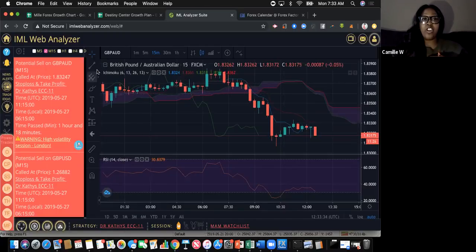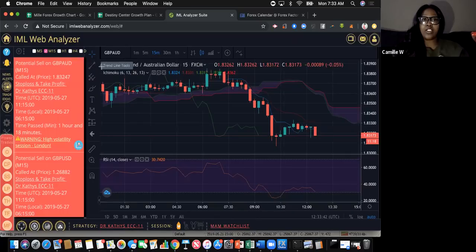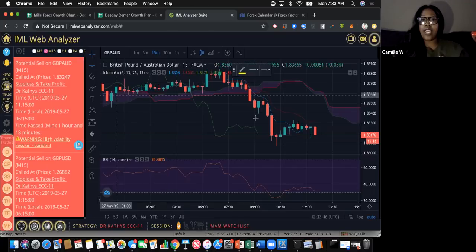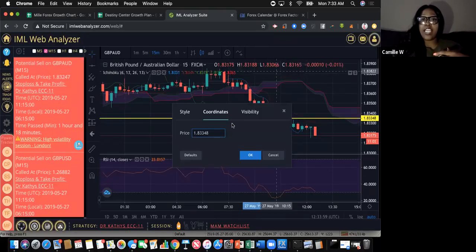So the next thing you're going to immediately do is draw your horizontal line. In order to draw your horizontal line, this second icon here for trend line tools, you're going to click the arrow. The fourth icon, hit horizontal line. Click anywhere on the chart. You just want to get the horizontal line on the chart. And once you have the horizontal line on the chart, a menu will pop up for that line. So you click on settings and make sure coordinates is selected. And then you're going to type in the called at price.